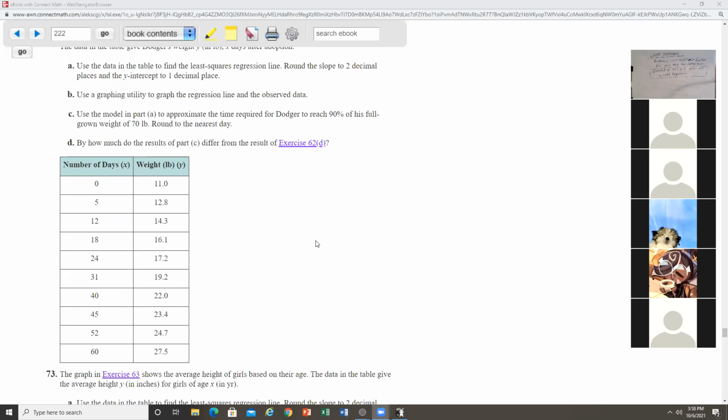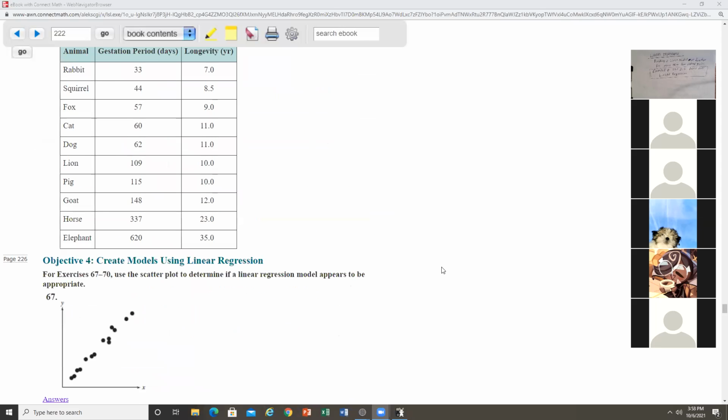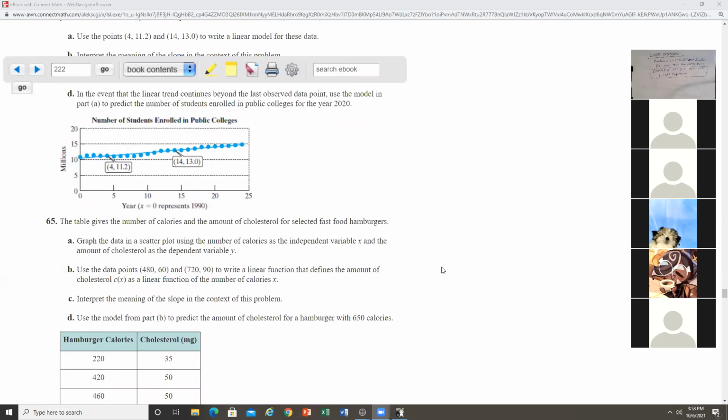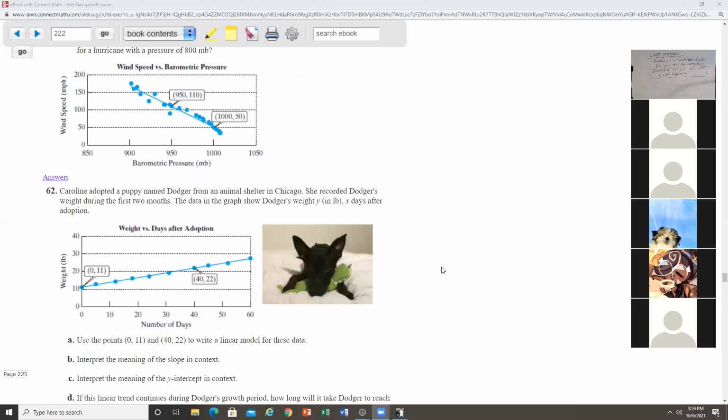How many ordered pairs do we count? 10. There's 10. All right, there's 10 ordered pairs. And do you agree that if we took the time, we could plot these 10 ordered pairs in the XY plane? Where the x-axis is the number of days after adoption, the y-axis is the weight of the puppy in pounds. They did that, ladies and gentlemen, back in problem 62. They graphed all those points.